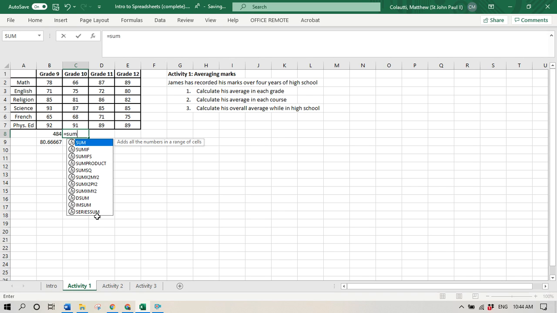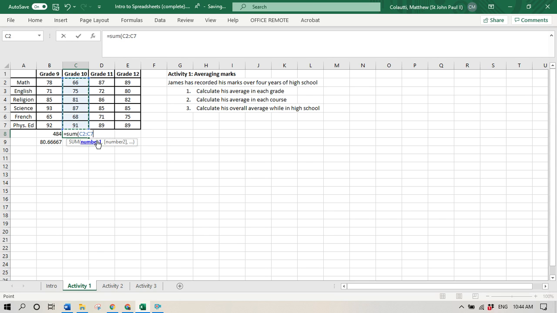You can see that Excel says, okay, which of these fancy functions do you want to use? Well, I just want to use sum. And actually, it's telling me sum adds all the numbers in a range of cells. Remember, cells are what these boxes are called. So I'm going to open bracket, and now I'm going to click and drag and select all those numbers.